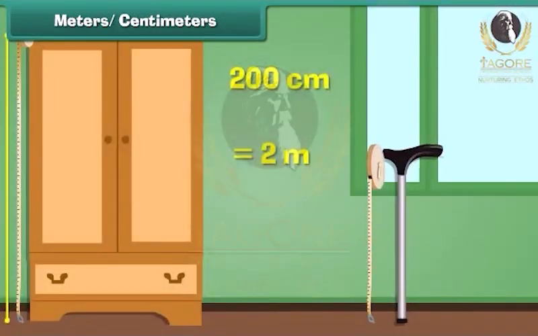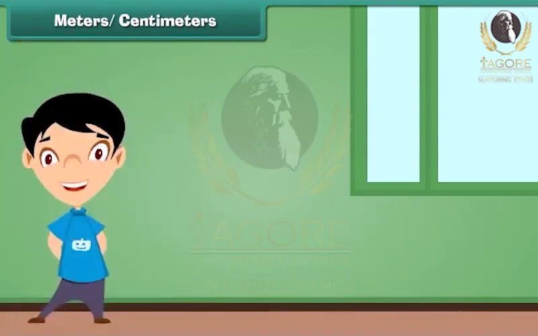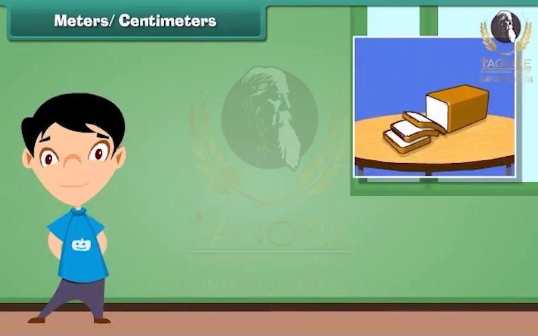Similarly, the length of walking stick is 100 centimeters, or we can say 1 meter. Let us compare the length of the various things. Some of the objects have their length in meters, while some of them are so small that they are measured in centimeters only. The length of a bread loaf is expressed in centimeters.